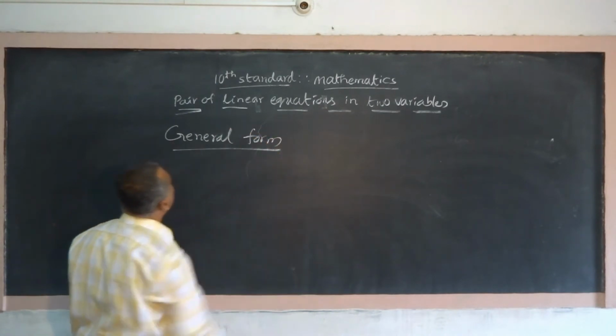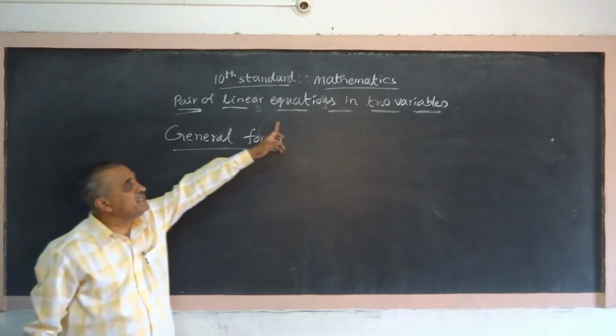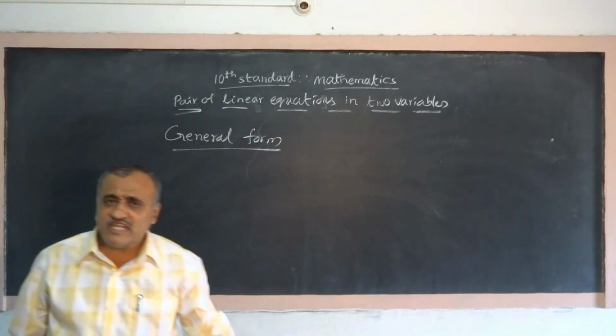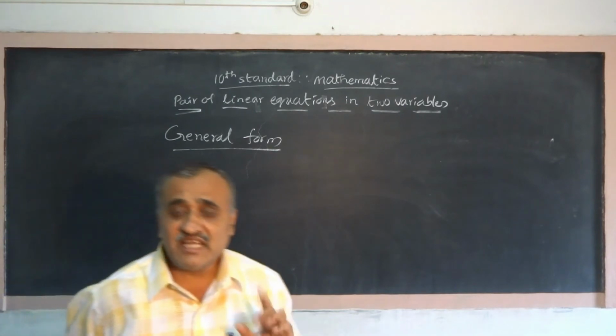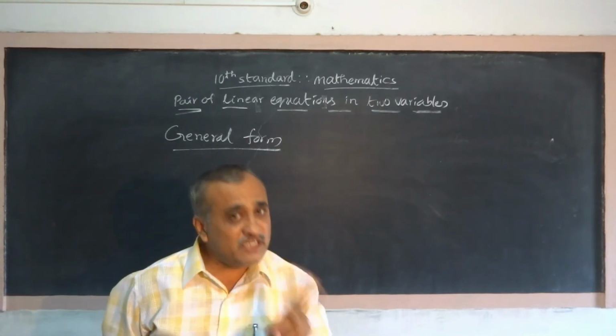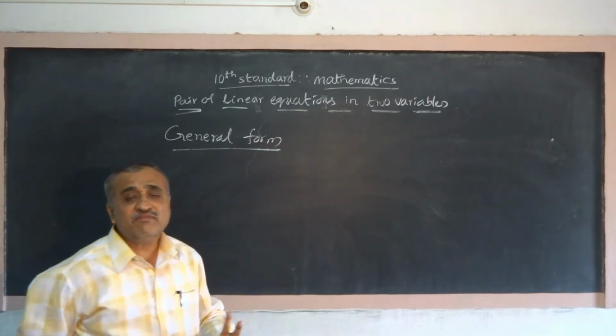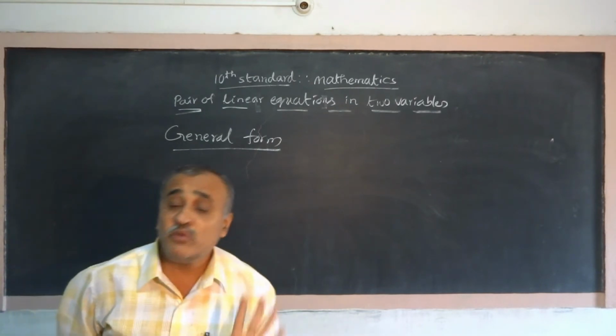What is the general form of a pair of linear equations in two variables? We have seen what is the general form of a linear equation in two variables.